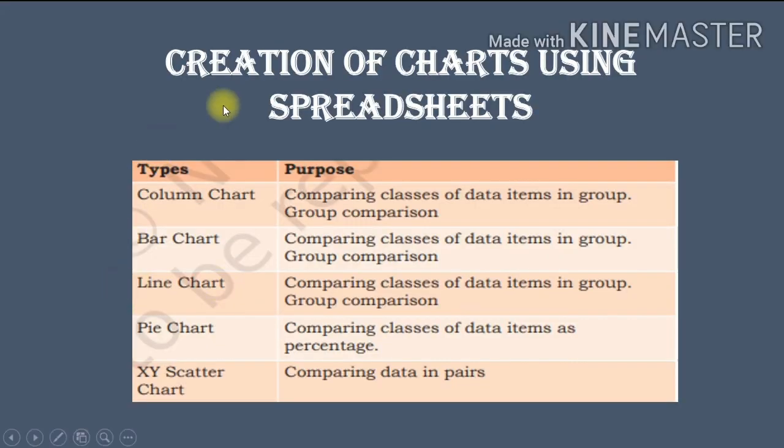Next, we are going to discuss how to create a chart in a spreadsheet. There are different types of charts in a spreadsheet. First, we are going to see the column chart. It is used to compare classes of data items. The bar chart is also used to compare classes of data items in a group. A line chart is similar to the column chart and bar chart. It is also used for comparing classes of data items. The pie chart is used to compare the classes of data items as percentages. The XY scatter chart is used to compare data in pairs.